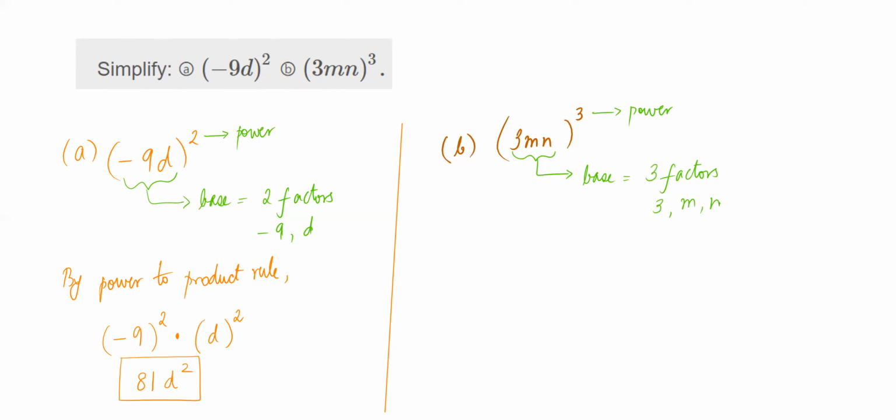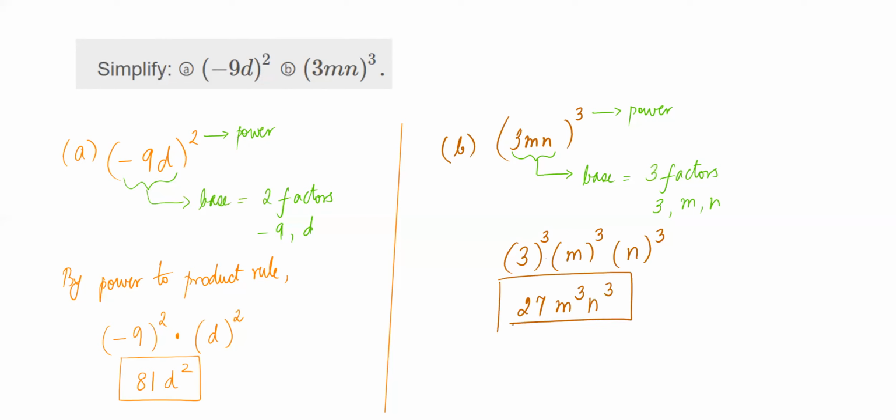Once you identify the 3 factors, it helps you to carry the power to each one of them. So 3 gets the power 3. M gets the power 3. I can put a dot in between to show they're being multiplied, or I can leave it like this because the parentheses indicates that they're being multiplied, right? Okay, 3 cubed. 3 times 3 times 3 is 27. M cubed, well, it has to be m cubed, cannot expand. N cubed, again, cannot expand. So that is your answer upon using the power to a product property.